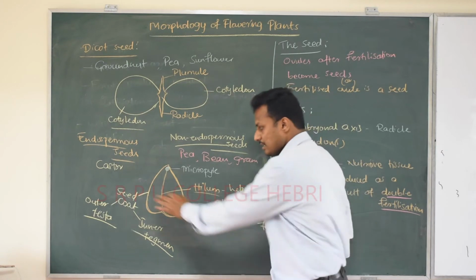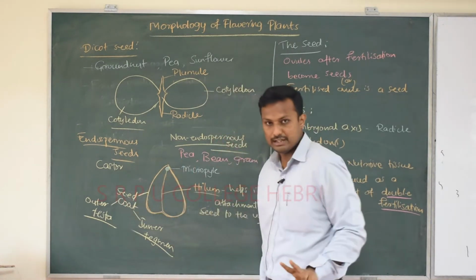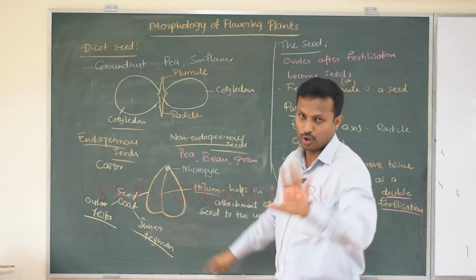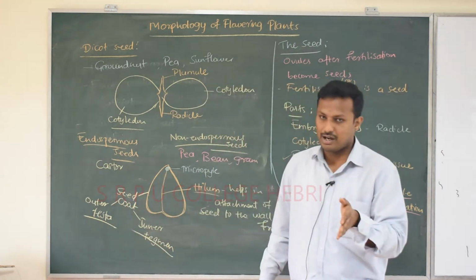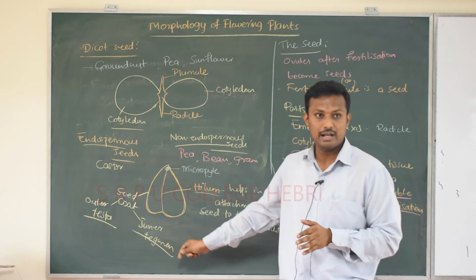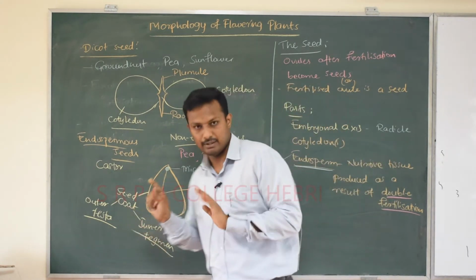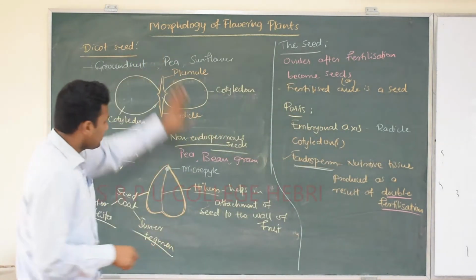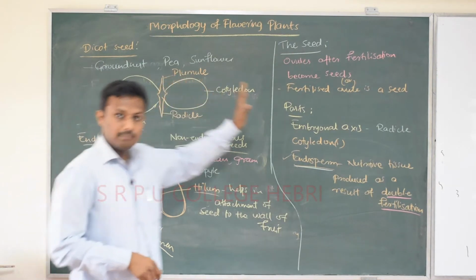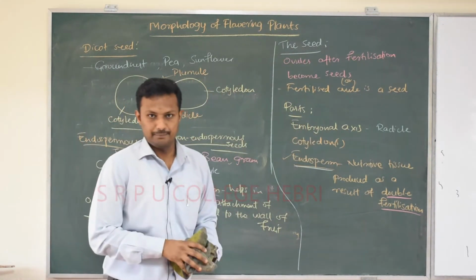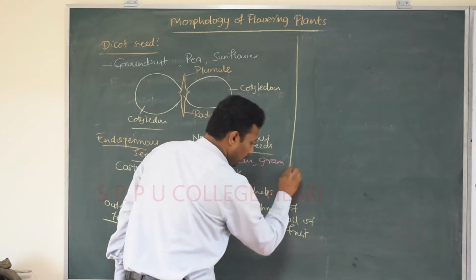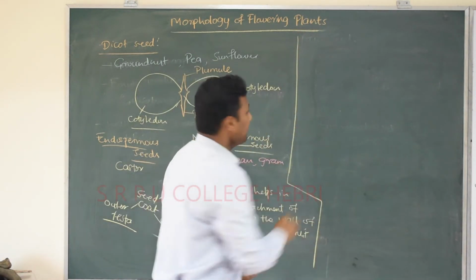Okay, remember this. Seed coats are two layers only in the dicot seeds, not in the monocot seeds. And the outer layer of the seed coat is called testa, and the inner layer is called tegmen. Testa and tegmen, remember this, right? So this is all the information about the dicot seed. Now let us study about the monocot seed.